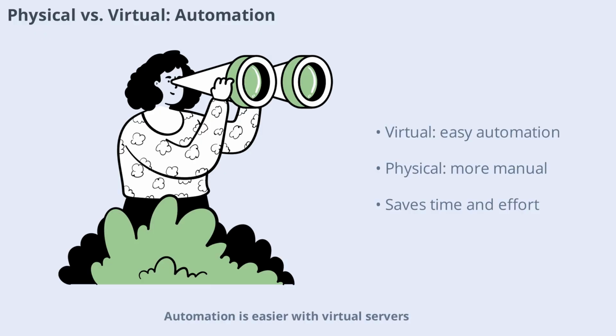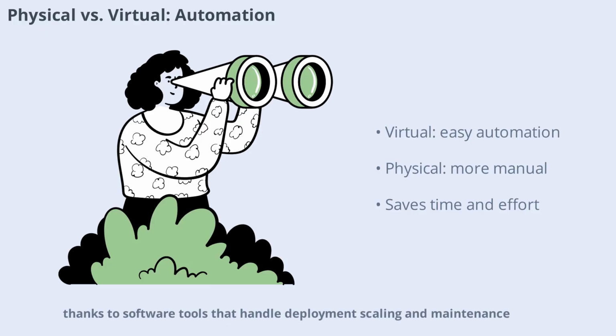Automation is easier with virtual servers thanks to software tools that handle deployment, scaling, and maintenance. Physical servers can be automated to some extent but often require manual intervention. Automation reduces errors, saves time, and improves consistency across IT environments.